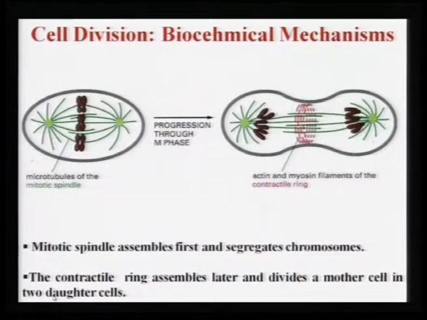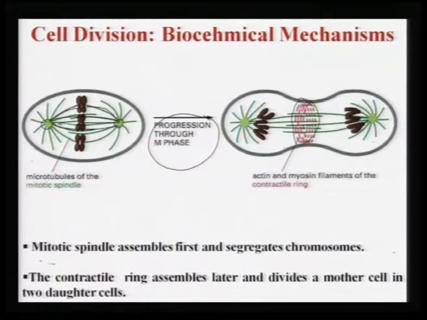This is a biochemical mechanism. What it shows here is that during the progression through M phase, some myosin motor proteins are activated. The green ones are the actin filaments, right. Now, these are the actin and myosin filaments of the contractile ring.